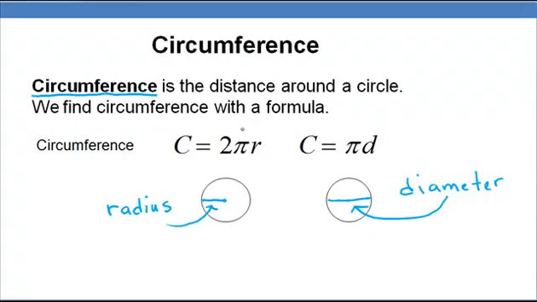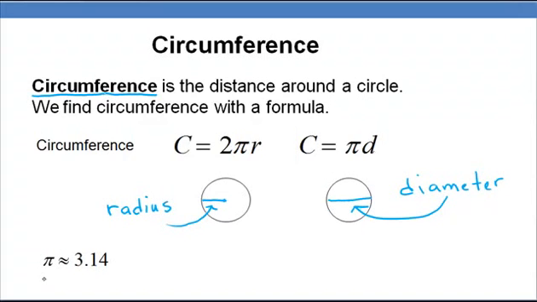For the first one, if we're given radius, radius is the distance from the center to the outside edge. So if we're given radius in the problem, we would use the first formula, C equals 2 times pi times r. If we're given the diameter, so the distance all the way across the circle through the center, then we would use the formula C equals pi times d.